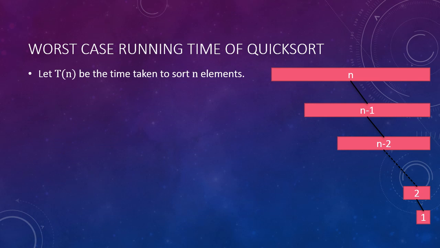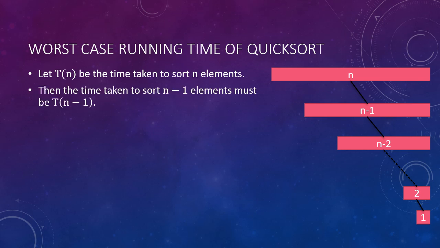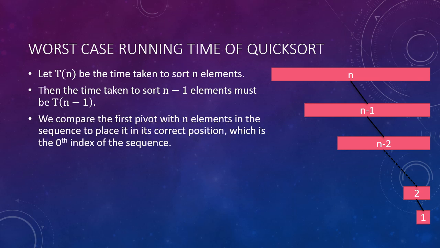Let T(n) be the time taken to sort n elements. Then the time taken to sort n minus 1 elements must be T(n minus 1). We compare the first pivot with n elements in the sequence to place it in its correct position, which is the 0th index of the sequence. Time to sort one element is constant, so we say T(1) is 1.